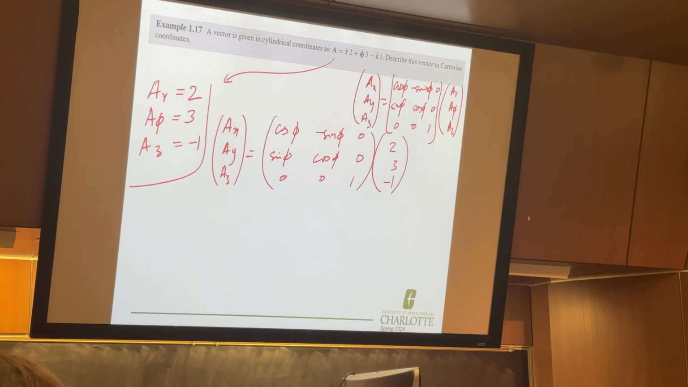Okay? So we perform the multiplication, what do we get? 2 times cosine phi minus 3 times sine phi, then 2 times sine phi plus 3 times cosine phi, and then we have minus 1. Okay? So far nothing jumps out as problematic, yeah?